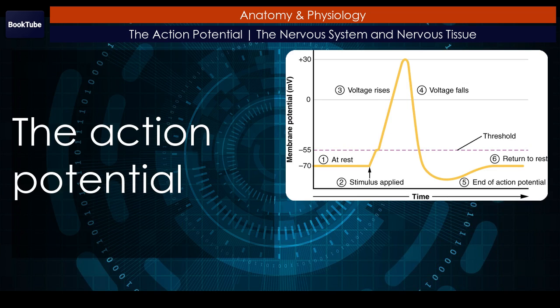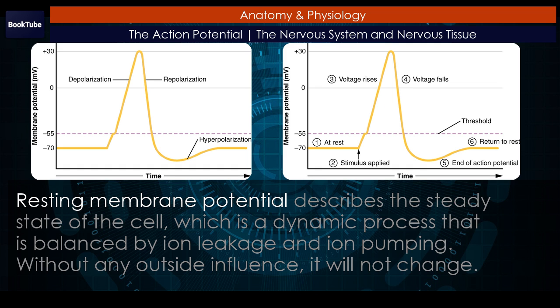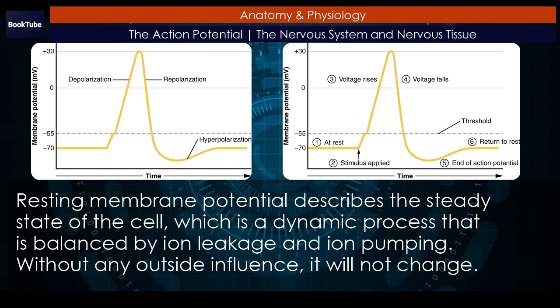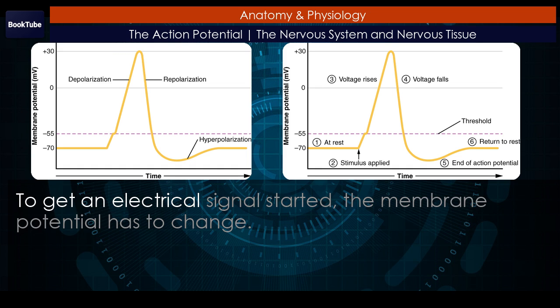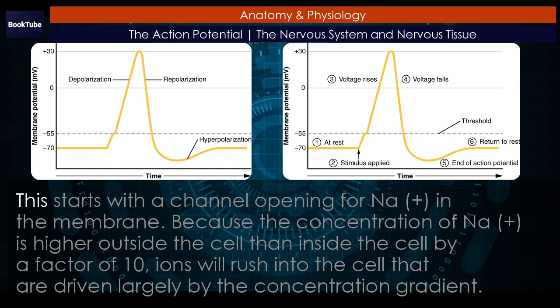The action potential. Resting membrane potential describes the steady state of the cell, which is a dynamic process that is balanced by ion leakage and ion pumping. Without any outside influence, it will not change. To get an electrical signal started, the membrane potential has to change. This starts with a channel opening for Na+ in the membrane.